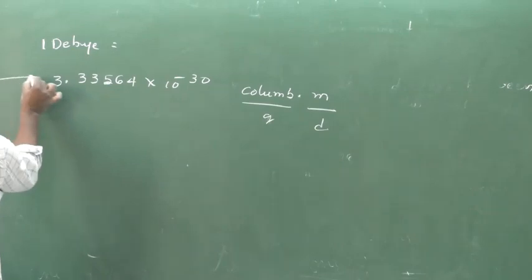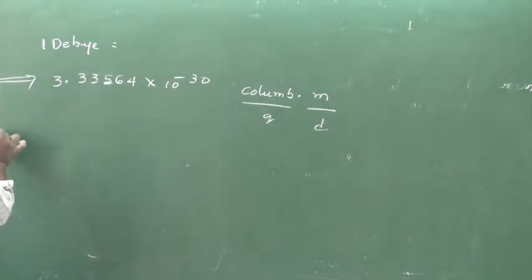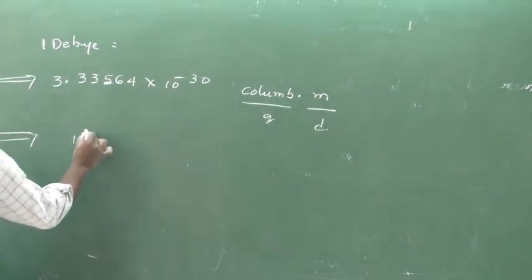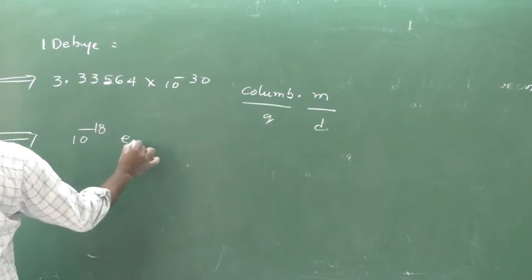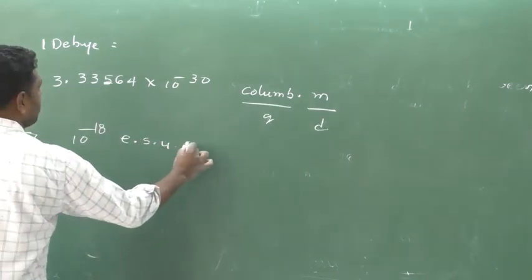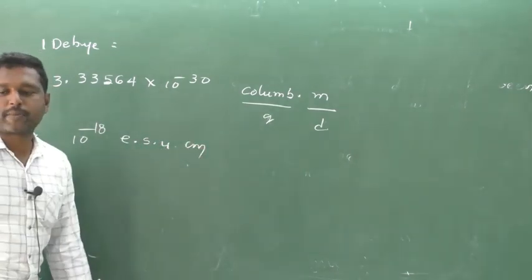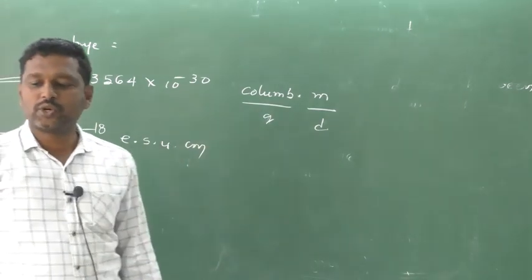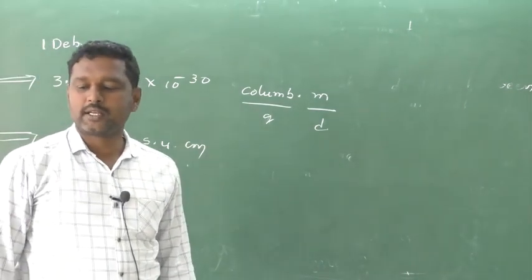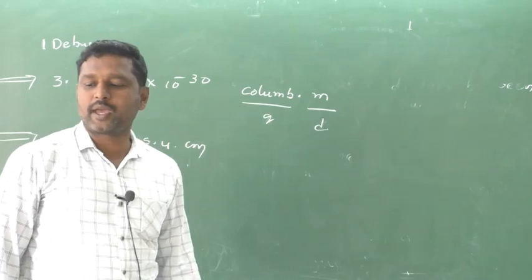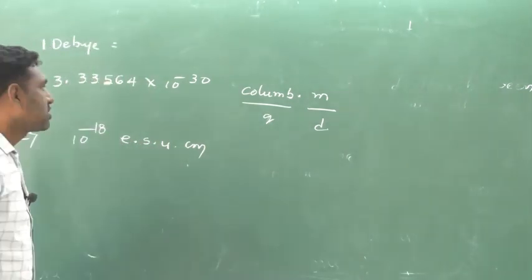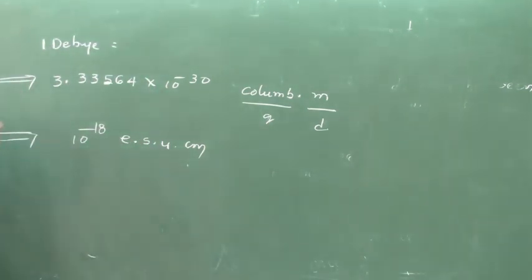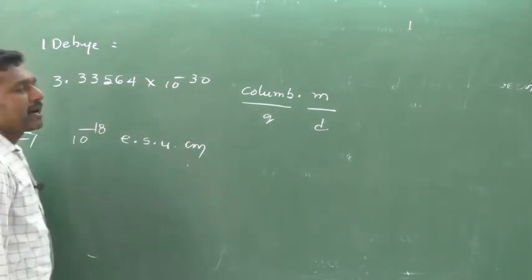Also, one dipole equals 10 power minus 18 ESU centimeters. So this is the SI system and this is the CGS system. In SI units this one, and in CGS units this one. So this is one dipole.